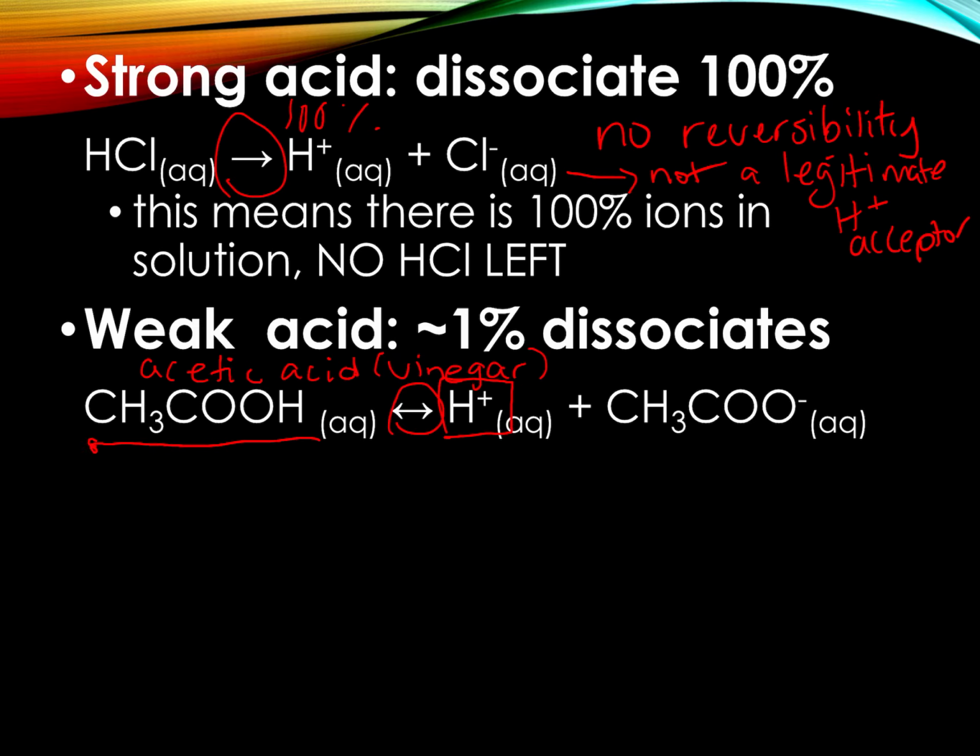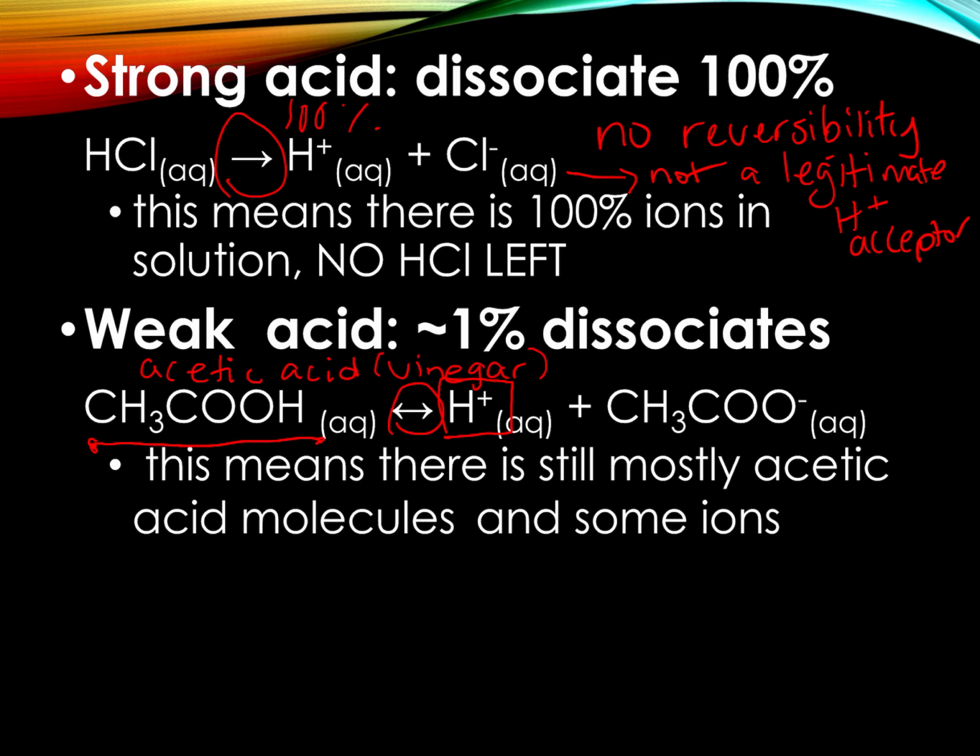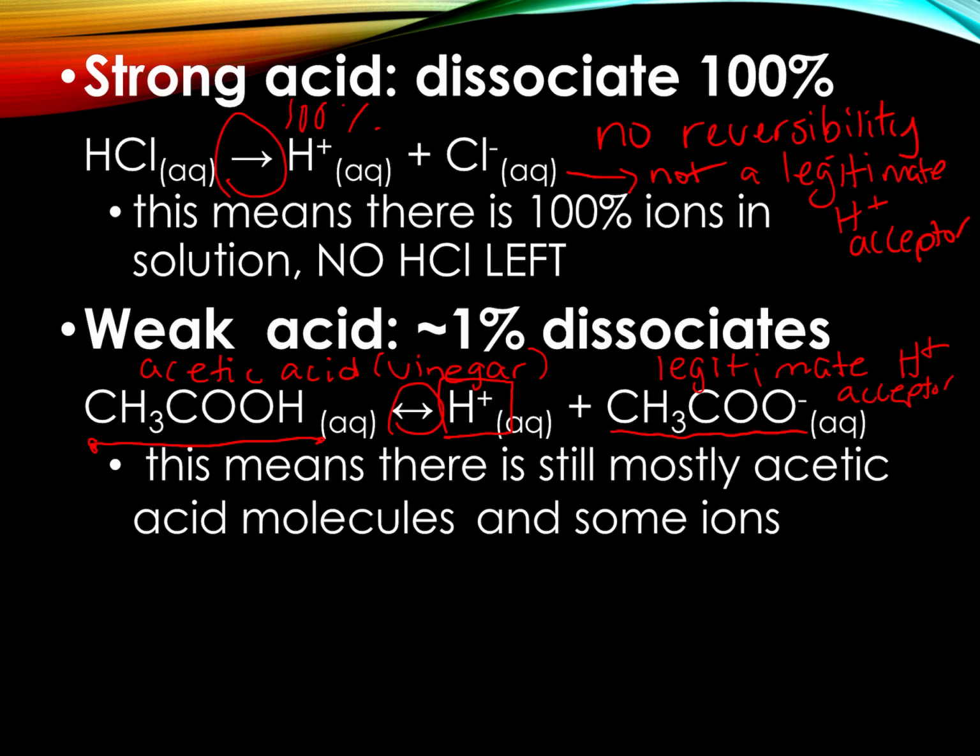So this substance here is not acidic in itself. It needs to produce hydrogen ions. So if it produces fewer hydrogen ions by dissociation, then that makes it a weak acid. Because there is reversibility here, that makes this substance here, which is acetate, a legitimate base or proton acceptor.